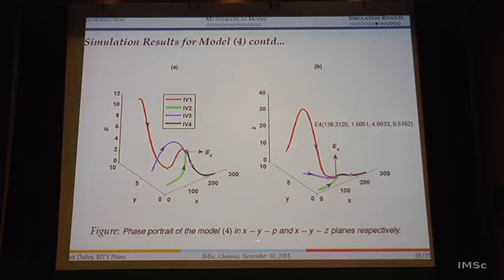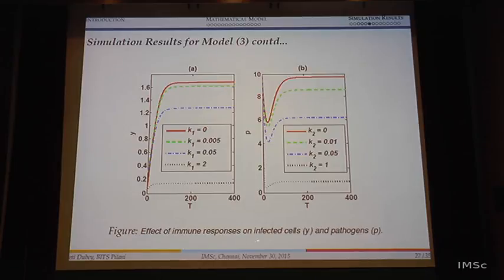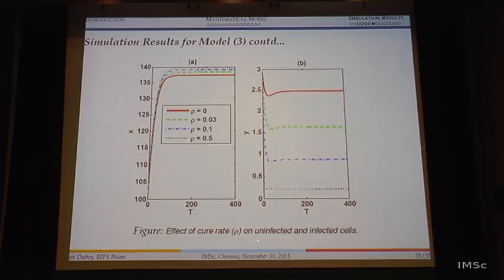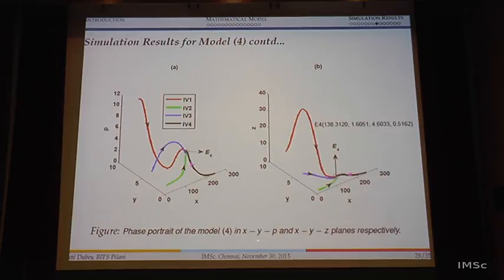Similarly, we have drawn the phase portrait for the fourth model, and here also we can see that due to absorption the number of pathogens is decreasing compared to that one. This one you can see here, the number of pathogens is 6.2028, and here the number of pathogens is 4.6033.